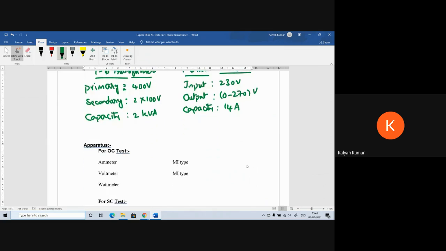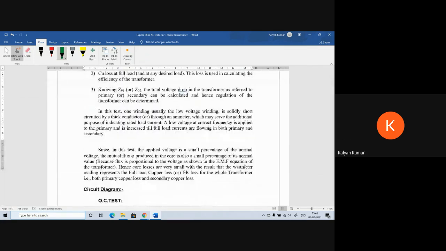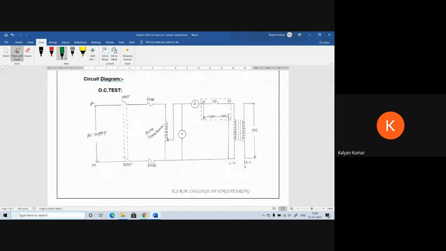Now what is the apparatus required for conducting the test? In order to decide the apparatus, we have to fix the meter ranges in the circuit diagram. Coming to the OC test, here we are using a single phase AC supply. The single phase AC supply we are getting is 230 volts. The rated supply voltage, single phase standard AC voltage, is 230 volts and it is of 50 Hz frequency.